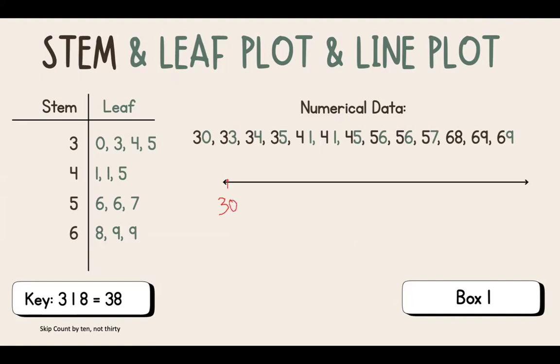And then about here, we're going to put 40. Write 40 there. And then about here, we're going to do 50. Let's write 50 here. And then about here, we're going to do 60. Let's write 60 here.